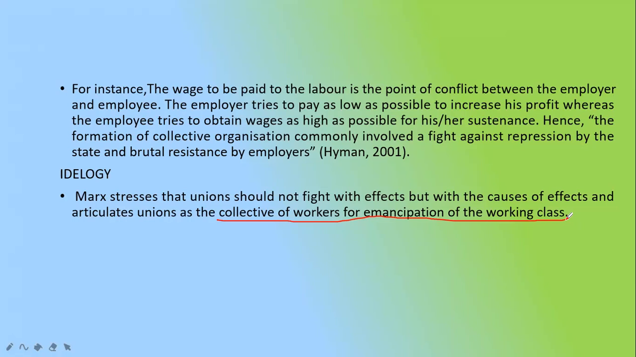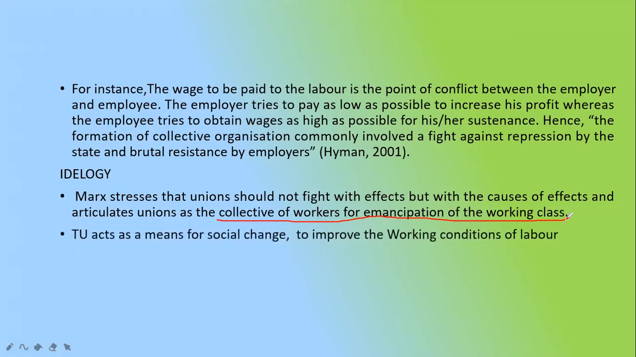Just like collective bargaining, they should not merely bargain with the employers and come up with a point. They have to work for the right. They have to work for the emancipation of the working class. They have to work for social change. So trade unions act as a means for social change. That's what we said. Social change is nothing but improving the working conditions of the labor.